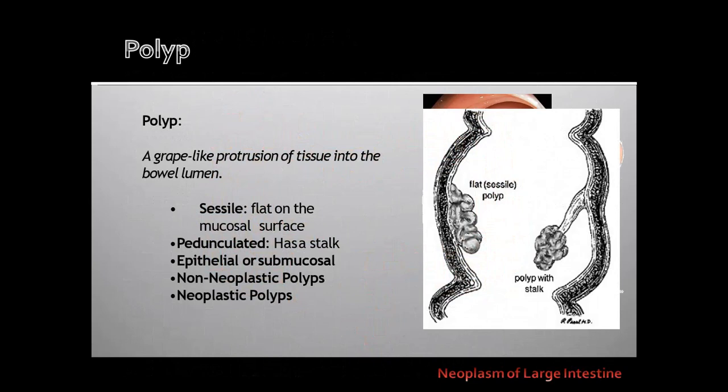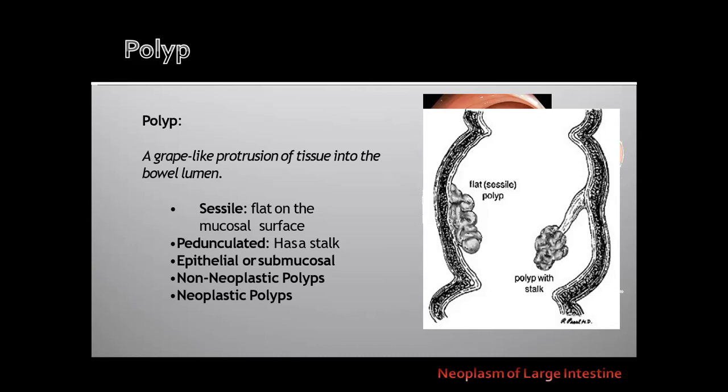The polyp is basically a grape-like protrusion of the tissue into the bowel lumen, which may be sessile, which is flat on the mucosal surface, or may have pedunculation. So if the polyp has a stalk, that is called the pedunculated polyp. The polyps may be epithelial or submucosal, and the polyps may be non-neoplastic or neoplastic polyps.